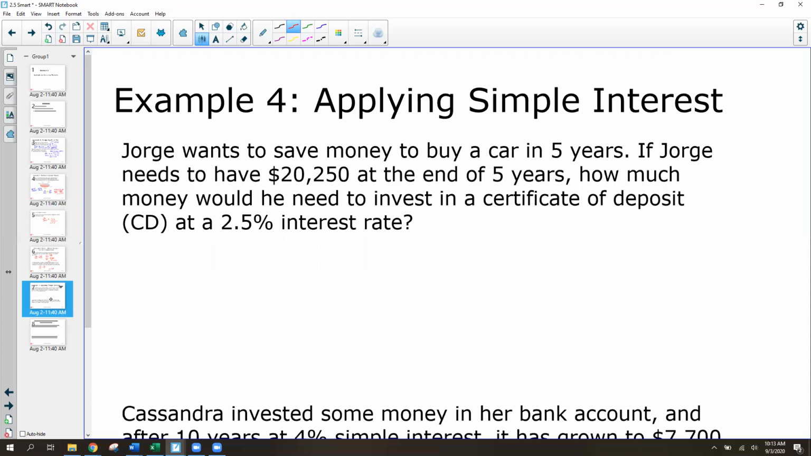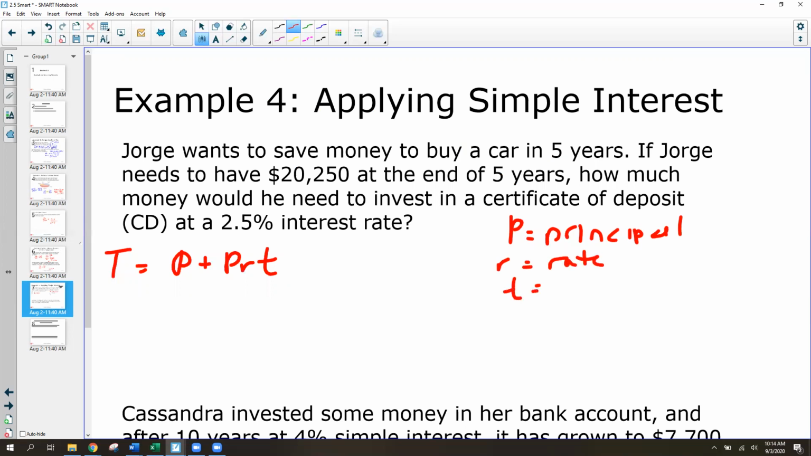So the formula for simple interest is that the total amount is P plus PRT. P is principal, the amount of money to start with. R is the rate. T is the time. Little t. Big T is the total. Sometimes they make that A too, like the amount. My brain broke a little there.